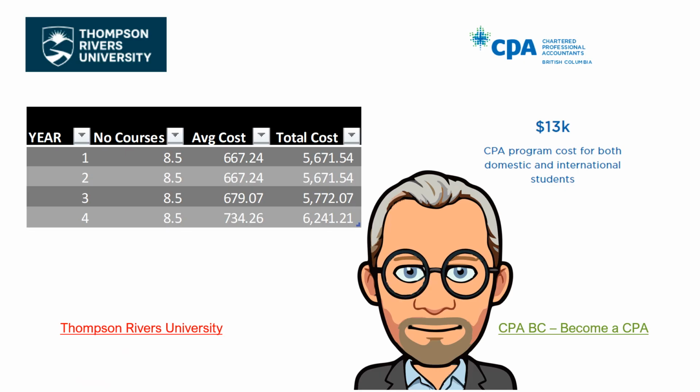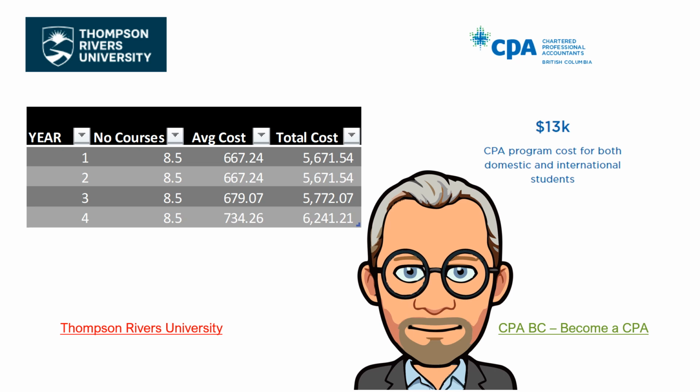So, let's look at our assumptions. The education costs are taken from the Bachelor of Business Administration program at Thompson Rivers University in BC. There are 24 core courses and 10 more within the accounting major component. Graduates are then required to take a PEP course from CPA-BC.